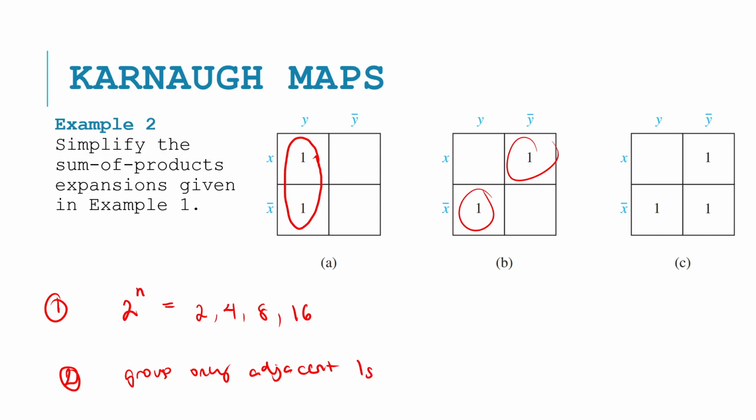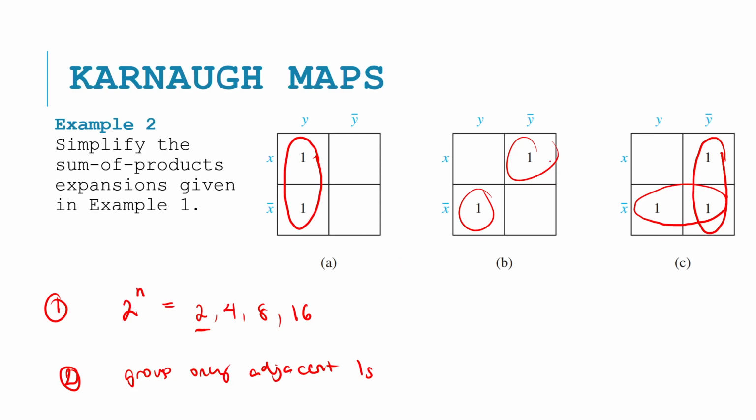But for letter C, there are 2 groups of ones that we could make. This is one group, this is also one group. Groups of 2, 4, 8, 16 ones. Again, we have to make a group of ones. The first group that we have to make is the largest number of ones possible, but in this case we only have 2, right? That's the largest possible group that we could have.